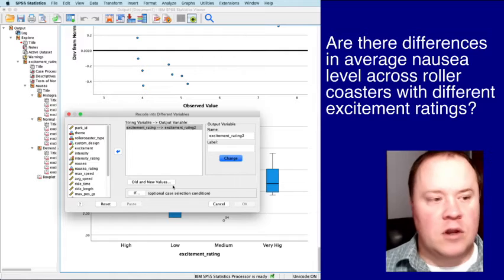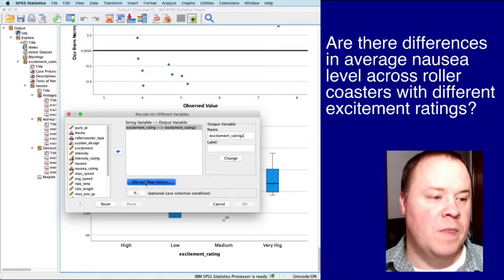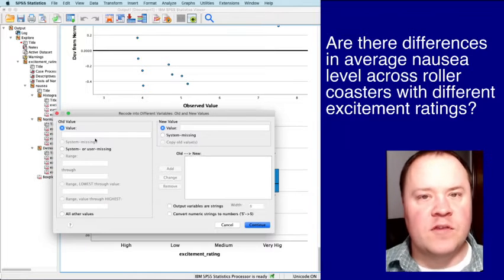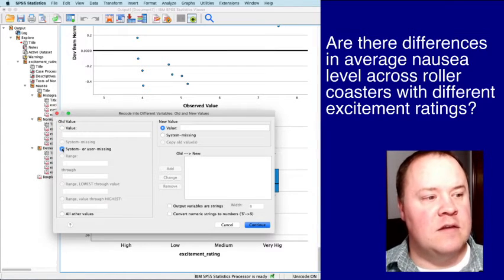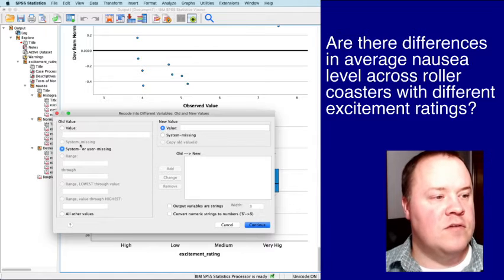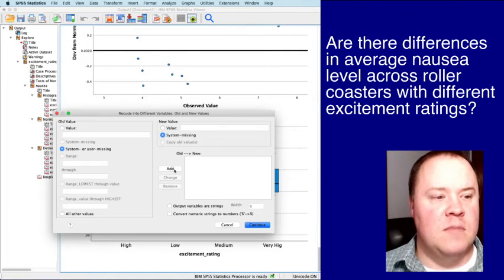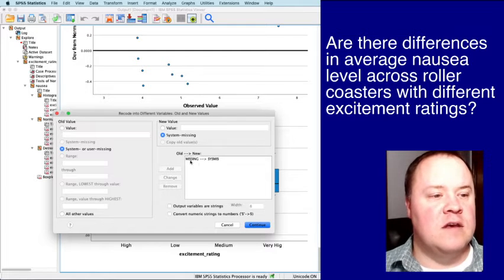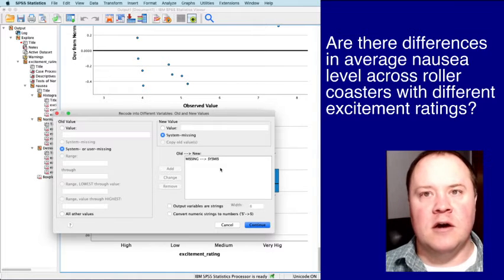And the something that we're going to do to it, we get by clicking on this old and new values button. So click on that. The first thing you always want to do is tell it that anything that is system or user missing, that is indicating that there's a missing value, you want to retain those. So under the old value box, click if the old value says it's missing, then also make sure that it's missing in the new value and click add.